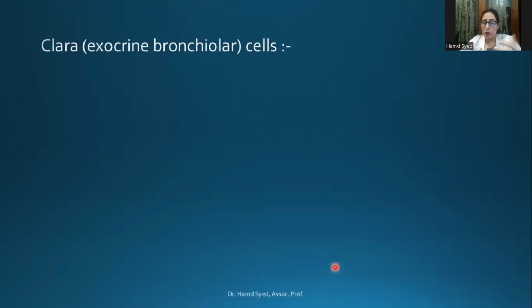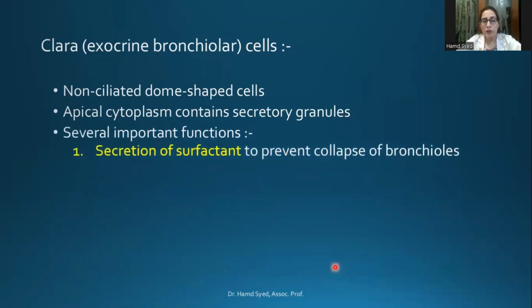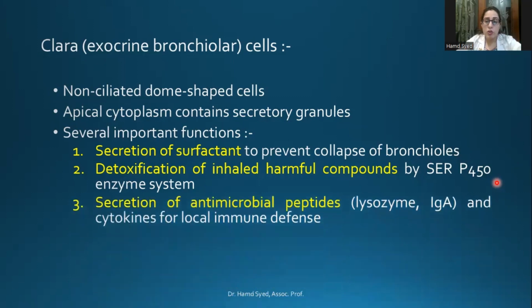And now, talking about Clara cells, which are the new cell population which have appeared, these are also called the exocrine bronchiolar cells. And these are non-ciliated dome-shaped cells. Their apical cytoplasm contains many secretory granules, and they perform different functions. The first one is secreting a substance known as surfactant, which prevents collapse of the bronchioles. Also, they have a role in detoxification of inhaled harmful compounds by the smooth endoplasmic reticulum P450 enzyme system. And another function is secretion of antimicrobial peptides such as lysozyme and immunoglobulin A and cytokines for local immune defense.